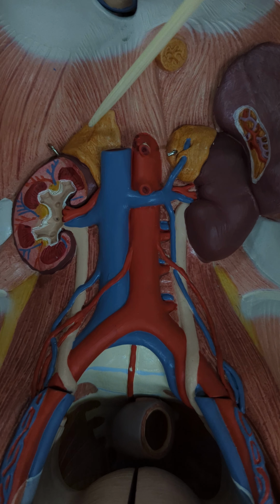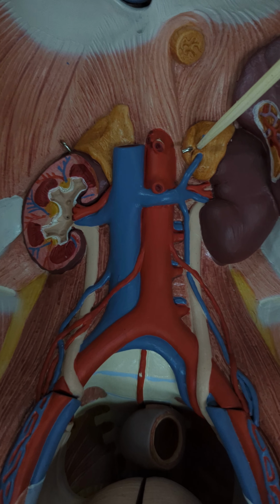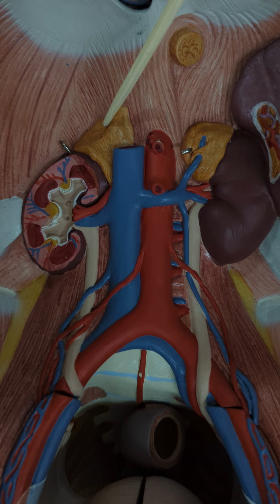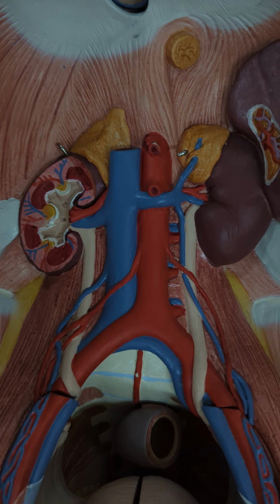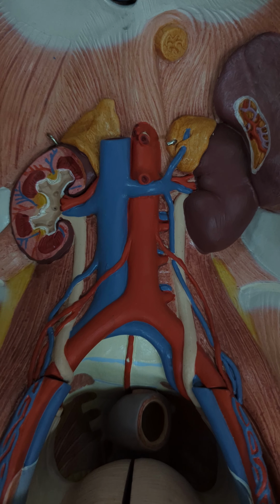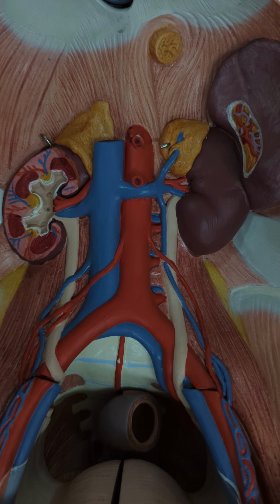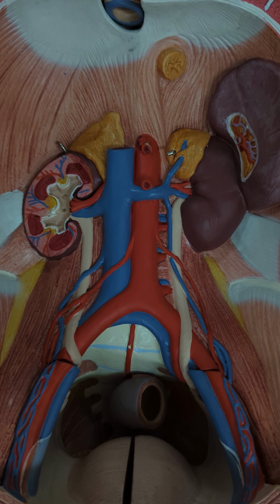This is the suprarenal gland, the right suprarenal gland and the left suprarenal gland. The suprarenal gland secretes the hormones adrenaline, noradrenaline, glucocorticoids, mineralocorticoids, which have their own functions. We'll not go into that.